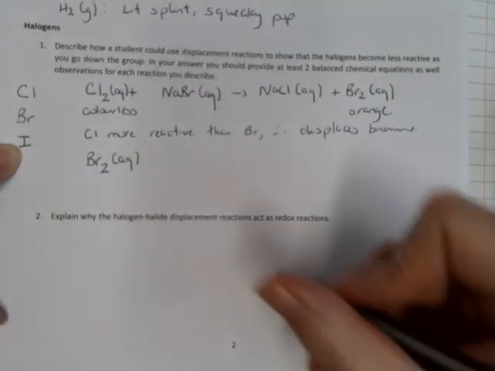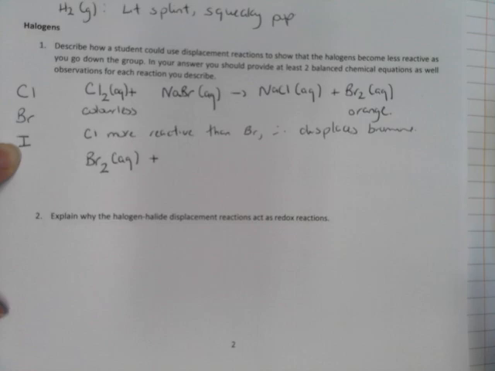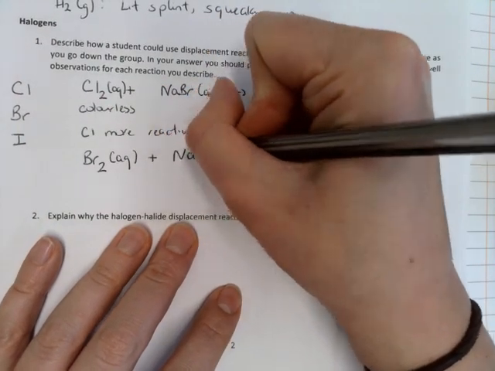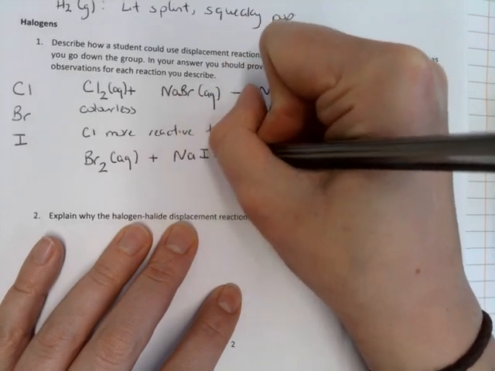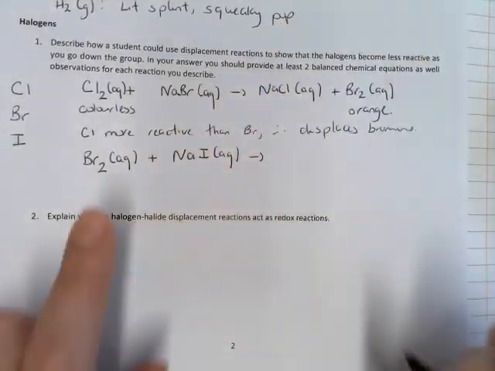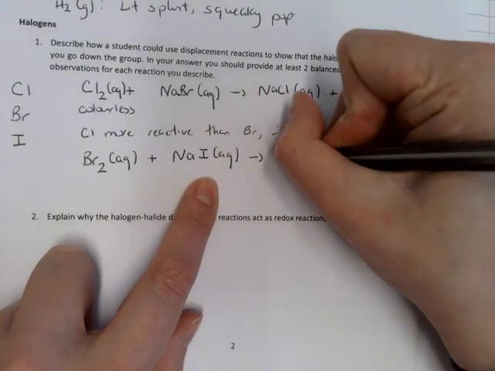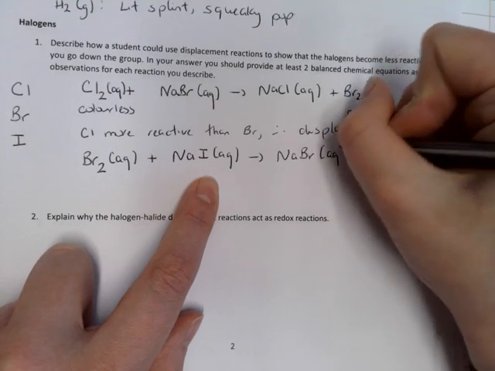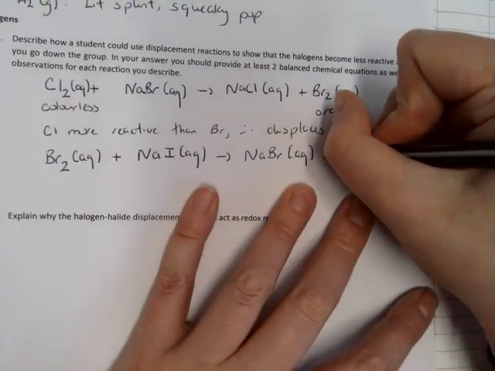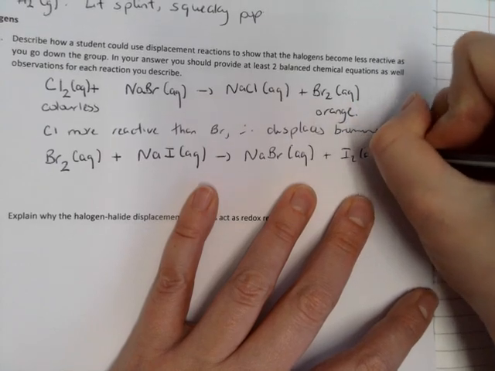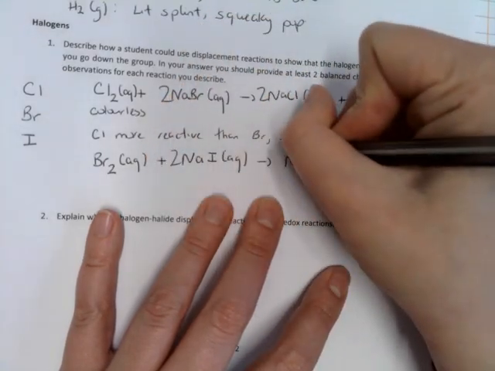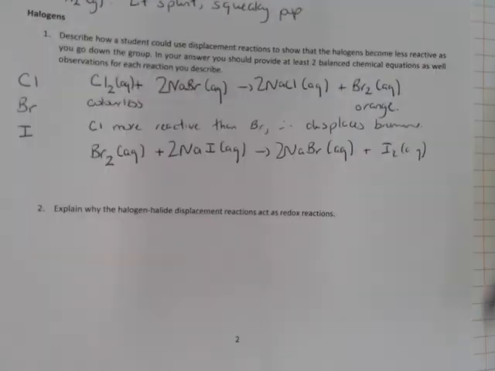I'm going to bond iodine to something. You can use lithium iodide, sodium iodide, potassium iodide, whatever you want. NaI, also going to be aqueous. Bromine takes iodine's place. Just realised now I haven't balanced the one above, and I get sodium bromide, and then iodine is left by itself, and everything's going to be aqueous. Apologies, 2, 2, 2, 2. That is now a balanced equation.